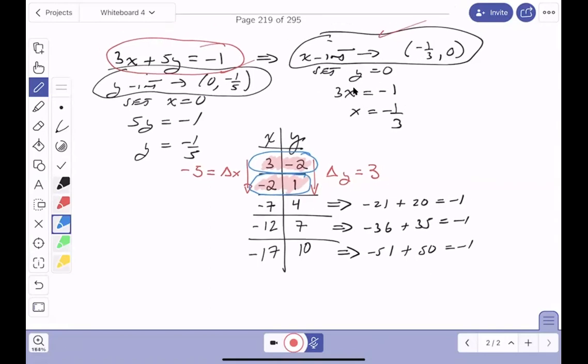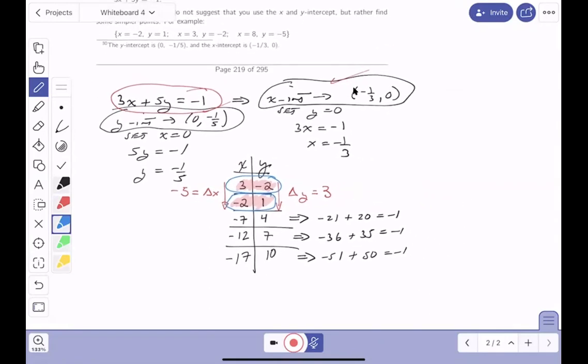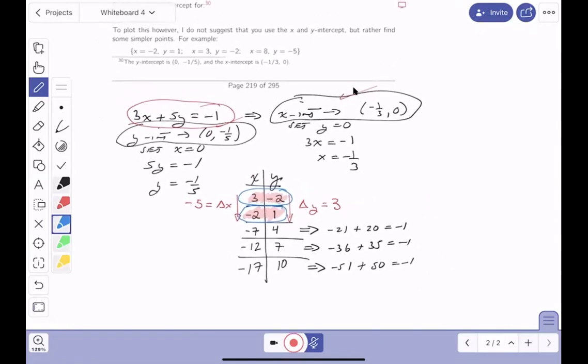When you're doing examples, though, I want to claim, even if the problem said graph it using the x and y intercepts, I'm still going to claim you should be looking for easy points to plot. If you do that, you're still going to get the x and y intercepts plotted correctly. And we'll go through that. We'll do examples next. All right, thank you.